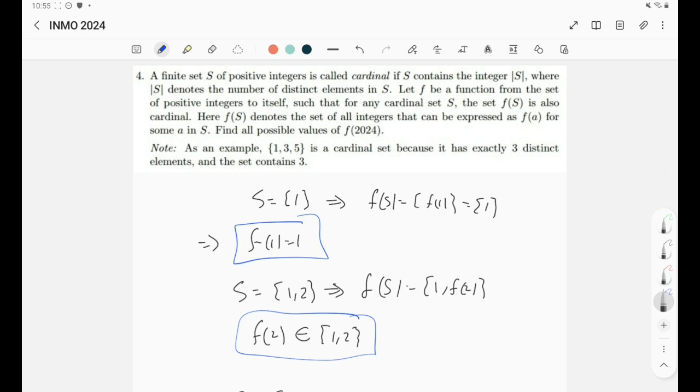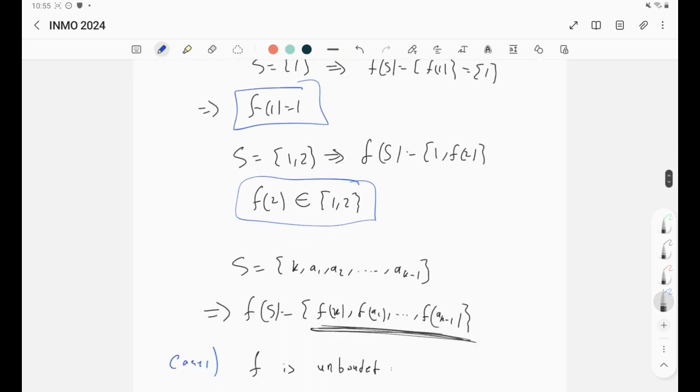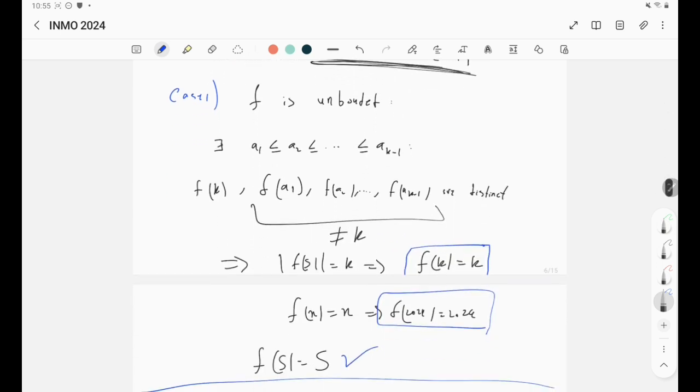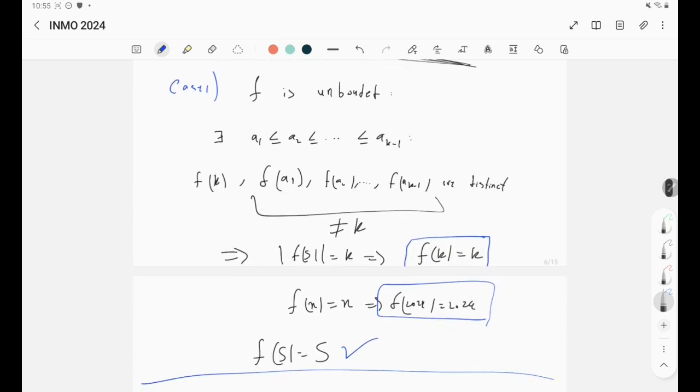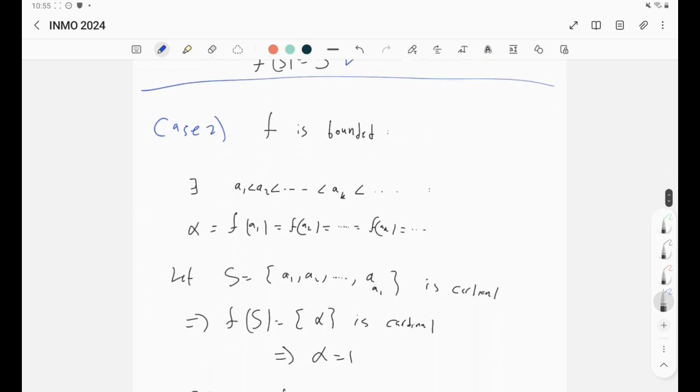First of all, you just start by taking a cardinal set, exploring the question, a very simple cardinal set with just one element, 1. So we got f of 1 equals 1. When we move to 2, we saw it has 2 values, either 1 or 2. So we try to generalize what we're doing here by taking k and some numbers. We saw that in order to control these, we need f to be unbounded. If it's unbounded, it was easy to get rid of this case by getting immediately f of k equals k. But if it was bounded, then we need to discuss it in a different manner.